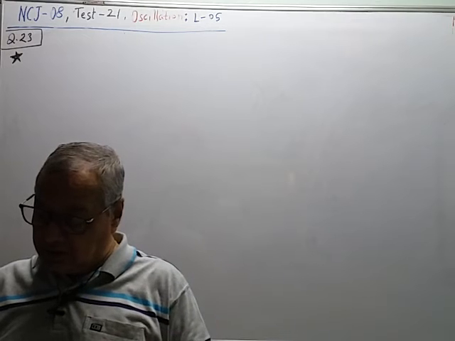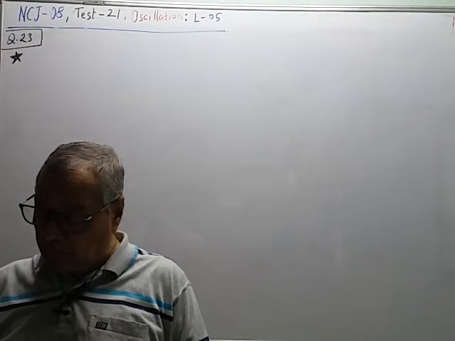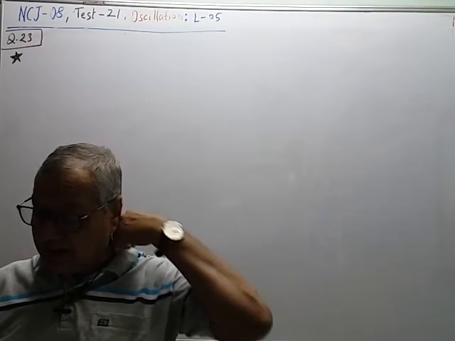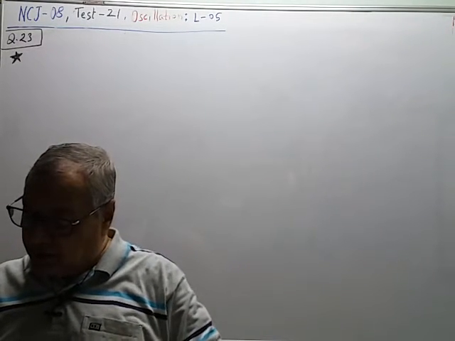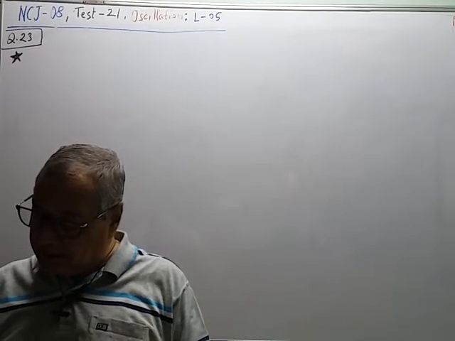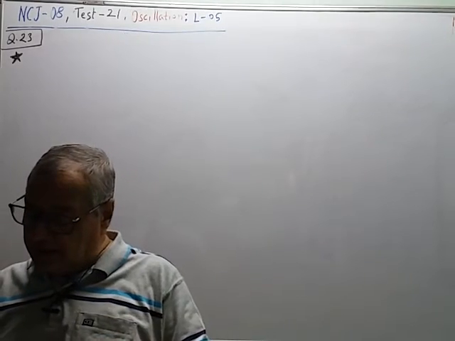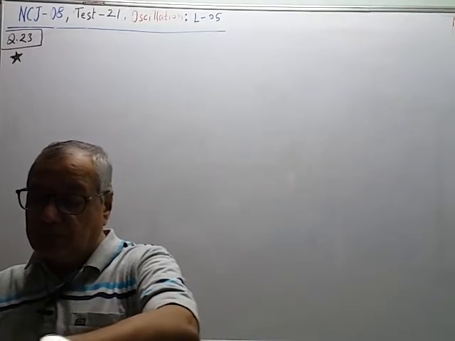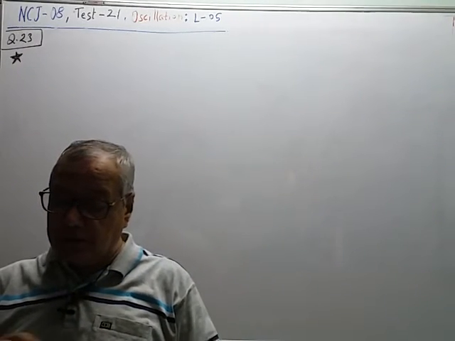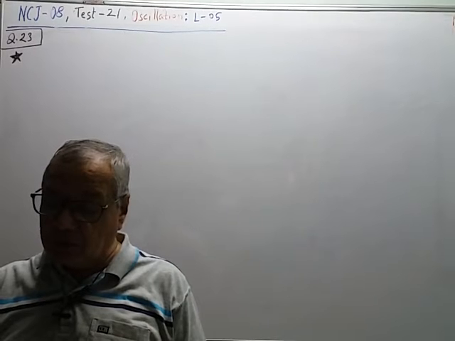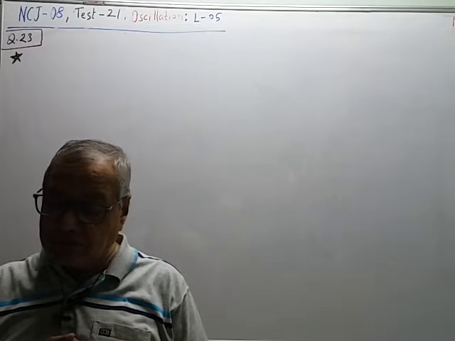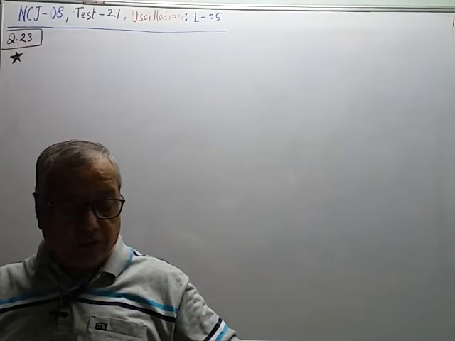First we will see question number 23. A mass of 2 kg is put on a flat pan attached to a vertical spring fixed to the ground as shown in the figure. The mass of the spring and the pan is negligible. When pressed slightly and released, the mass executes simple harmonic motion. The spring constant is 200 newton per meter. What should be the minimum amplitude of motion so that the mass gets detached from the pan? Take g is equal to this much.